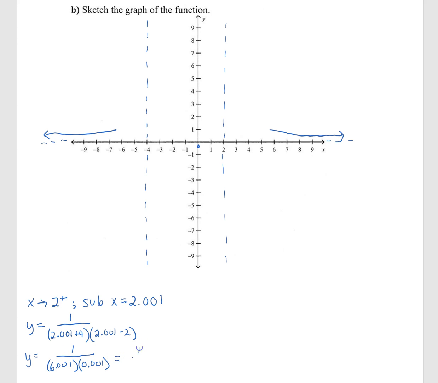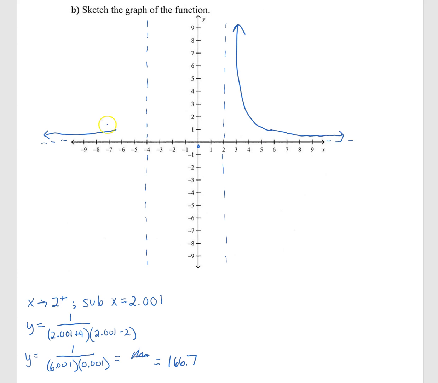And when you evaluate that out, you get 166.7. Okay, and so as x is getting even closer to 2, so if you keep adding zeros here, this is going to become bigger and bigger because this number is becoming smaller and smaller. That means the bottom of this fraction gets smaller. 1 over a really small number is going to be a really big number. So we can say that as x approaches 2 from the right, y is going to approach infinity. So this is going to go up like that.